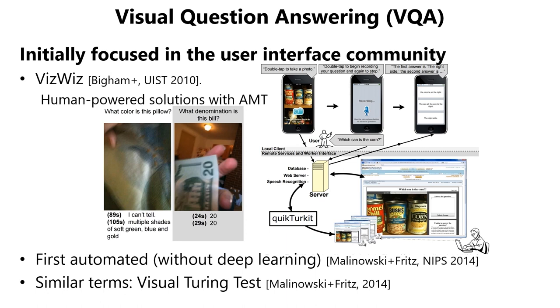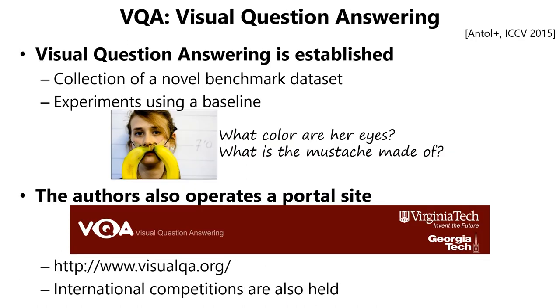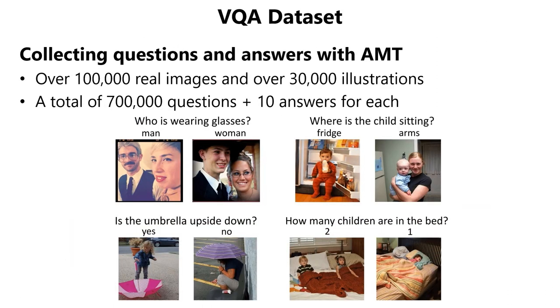Research on automating this gradually began to emerge after that, and a study called Visual Question Answering was published in 2015. This is a landmark study in which a dataset was developed and the benchmark baseline pipeline was tested. The authors have also been running a portal site and organizing competitions. The VQA dataset is an amazing dataset that involves a very costly data collection process, which involves collecting questions about each image on Amazon Mechanical Turk and then collecting 10 answers to each question.